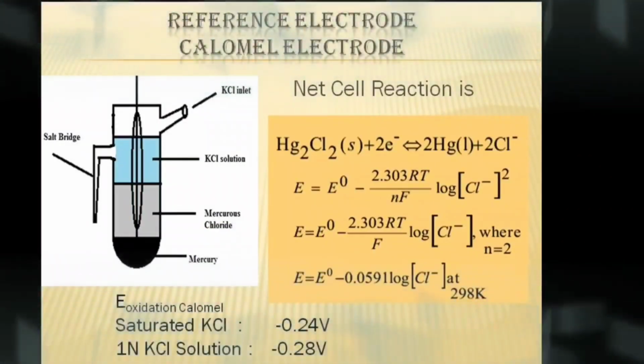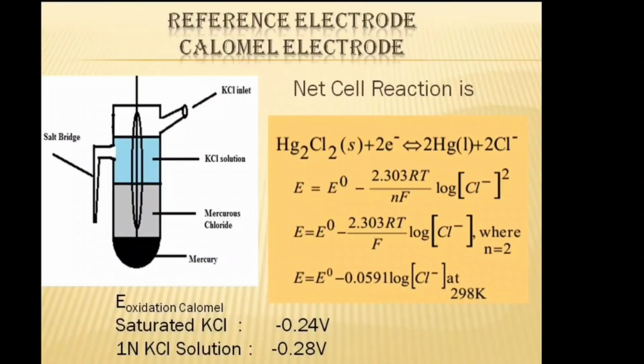Now let us discuss the reference electrode. The calomel electrode is used as a reference electrode. Now let us discuss the construction of the calomel electrode. So this is a glass tube having mercury at the bottom. This is a paste of mercury and mercurous chloride. Further, this tube is filled with KCl solution.